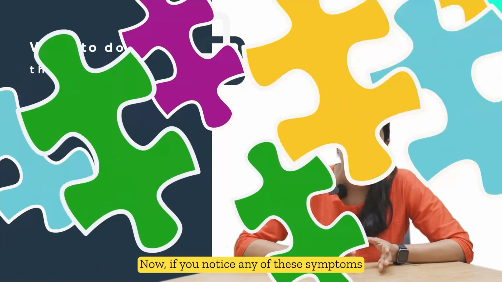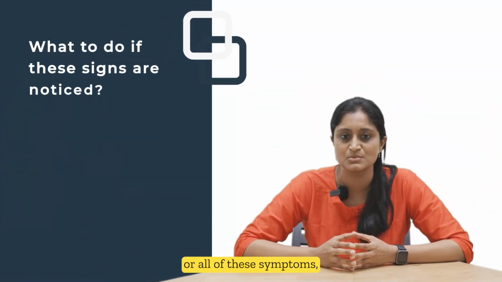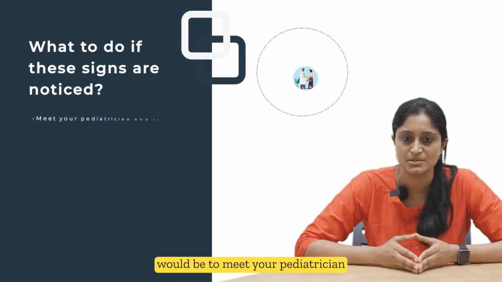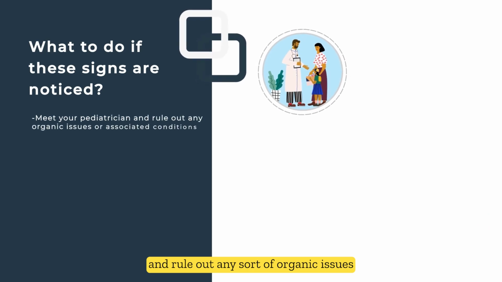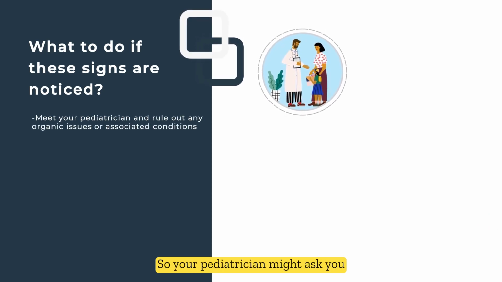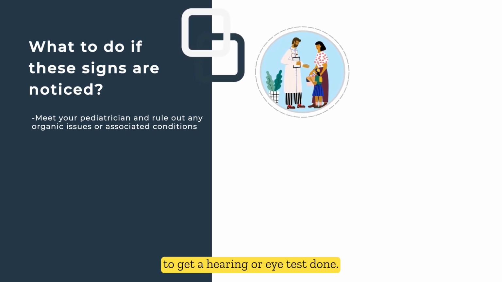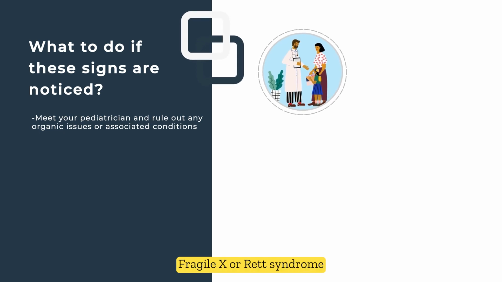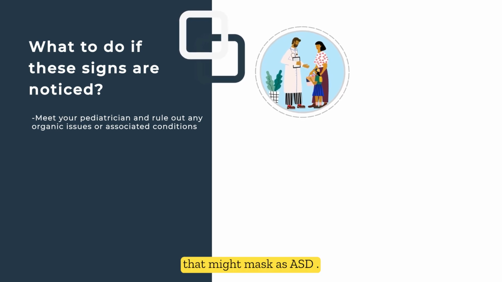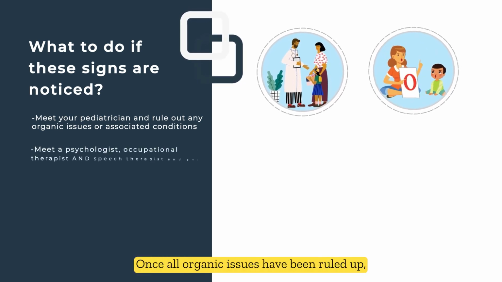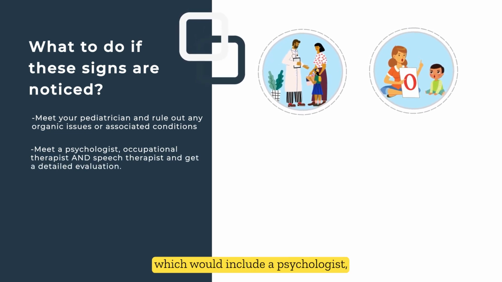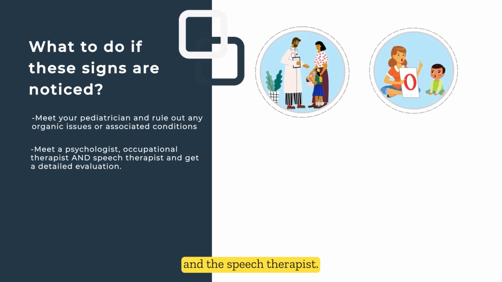Now, if you notice any of these symptoms or all of these symptoms, what is it that you need to do? So first point of contact would be to meet your pediatrician and rule out any sort of organic issues that might be associated. So your pediatrician might ask you to get a hearing or eye test done. They may also ask you to get genetic tests done to rule out Fragile X or Rett syndrome and check for repetitive strep infections that might mask as ASD. Once all organic issues have been ruled out, you will be asked to meet a group of allied health professionals, which would include a psychologist, an occupational therapist, and a speech therapist.